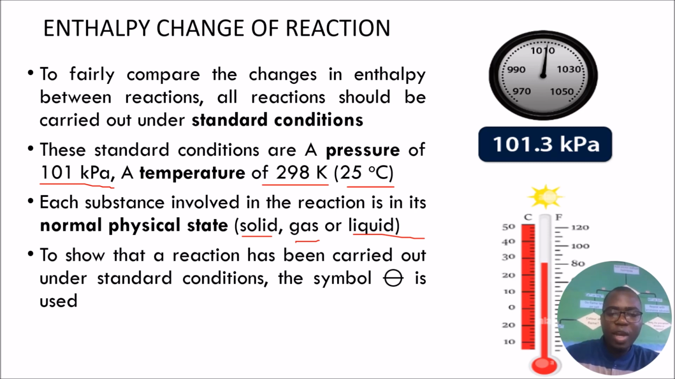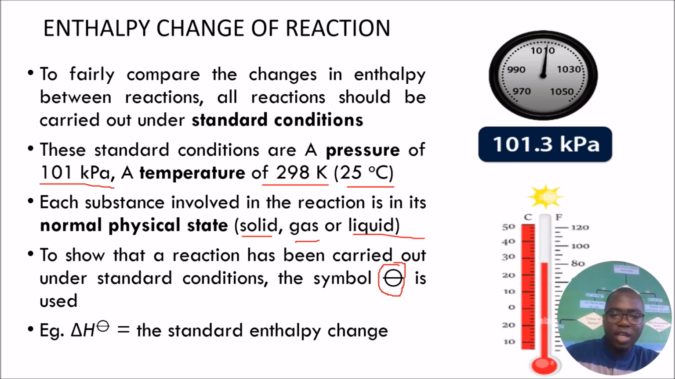To show that a reaction has been carried out under standard conditions, we use this symbol. For example, if I write delta H and this symbol, I can read it as the standard enthalpy change. If it was just delta H, I would have just said enthalpy change. But the moment I include this symbol here, it is going to be read as the standard enthalpy change.